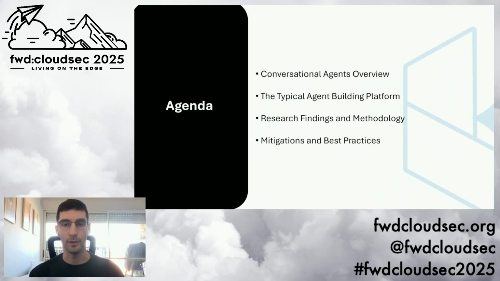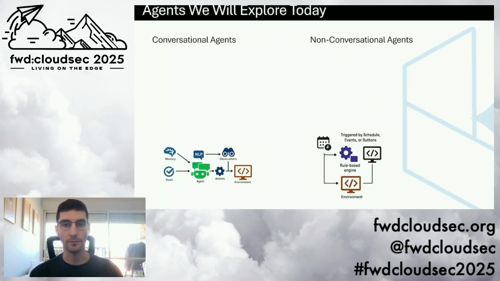On our agenda for today, we'll start with an overview about AI conversational agents and search agents to make sure that we are all aligned. Then we'll see what it takes to build an agent via a typical building platform. Next, we'll show you how we were able to access agents we don't own and bypass a restriction mechanism in Vertex AI platform. And finally, we'll talk about mitigations and present some best practices.